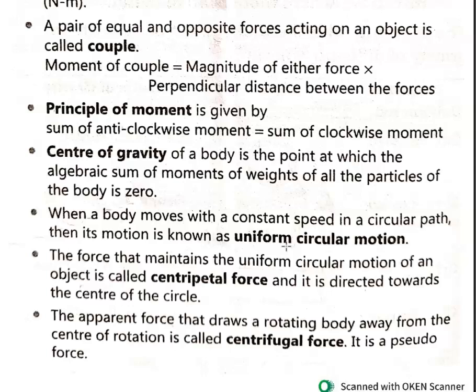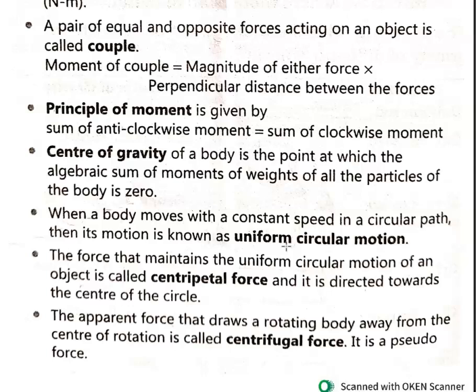Next, when we talk about circular motion, we talk about the two forces that we just studied. Centripetal force: the force that maintains the uniform circular motion of an object is called centripetal force, and it is directed towards the center of the circle. While the apparent force or fictitious force or pseudo force or virtual force that draws the rotating body away from the center of rotation is called centrifugal force. It is a pseudo force.